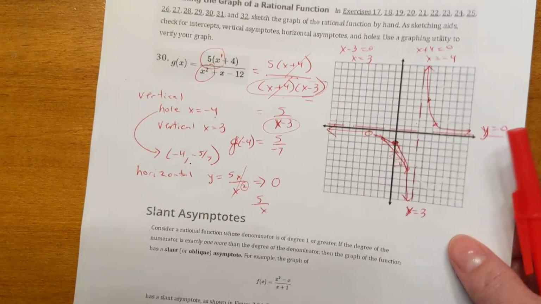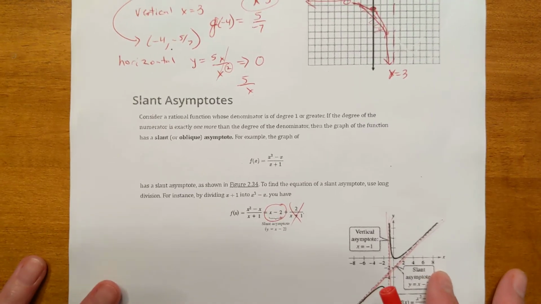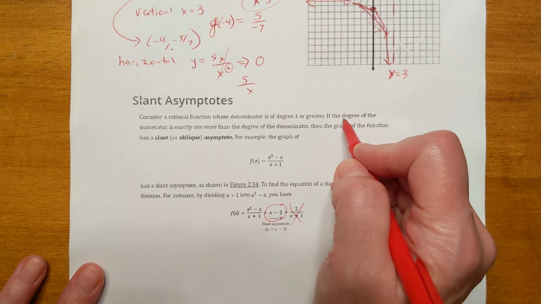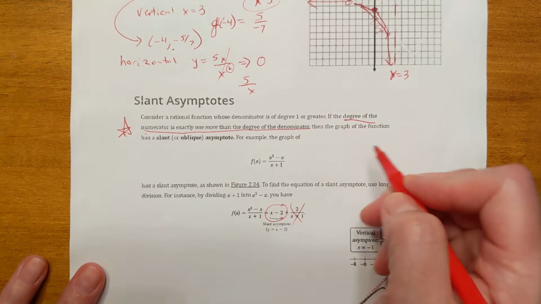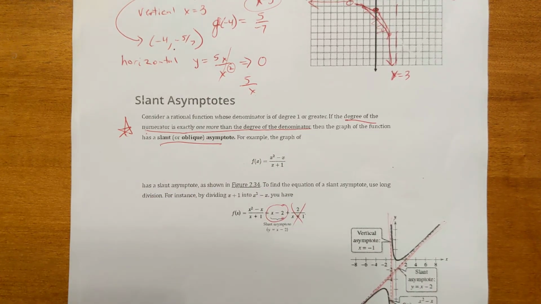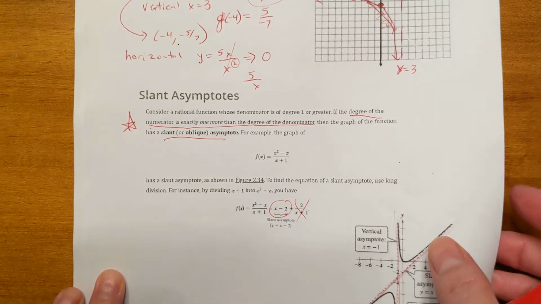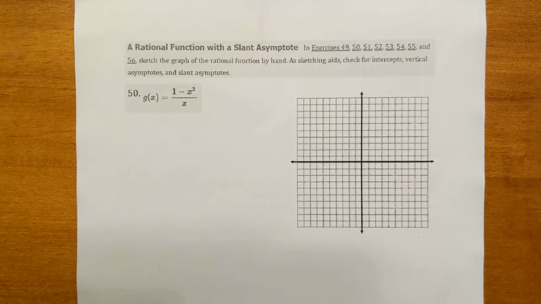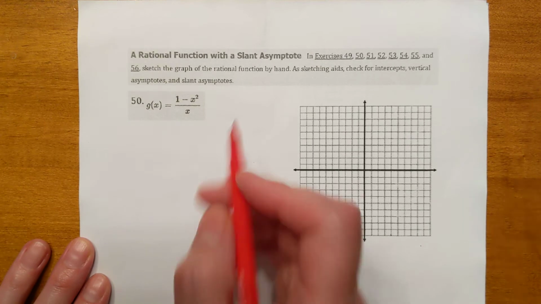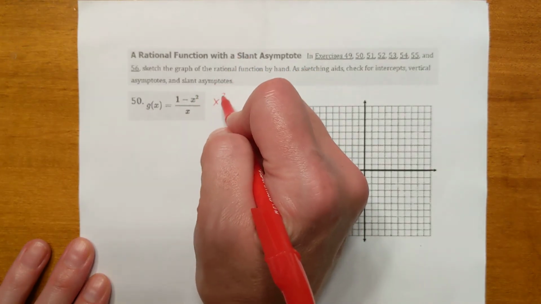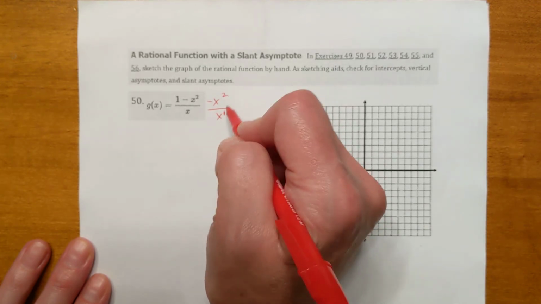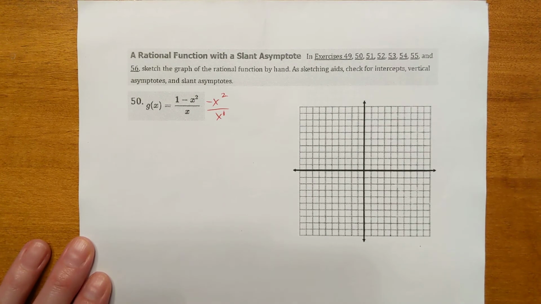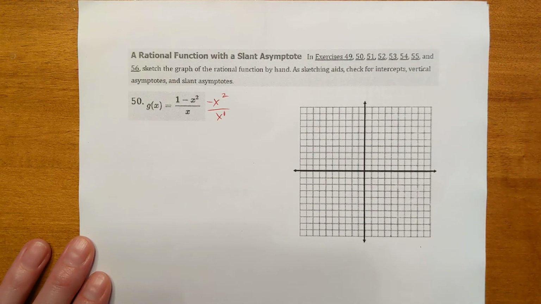Oh, and back here, it gave a good definition of when you have them. So when you have a slant asymptote, if the degree of the numerator is exactly one more than the degree of the denominator, then you've got a slant or oblique asymptote. So if the top is one more than the bottom. So this one's got a slant asymptote because the degree on the top is x squared, and the degree on the bottom, the denominator, is x. And so that's exactly one more than the bottom. When that happens, you need to divide and find the slant asymptote.